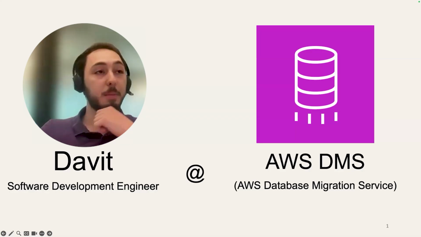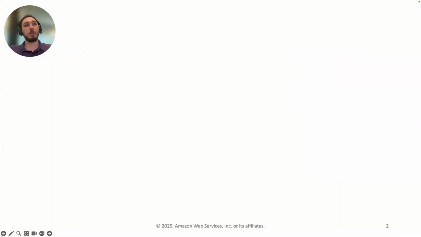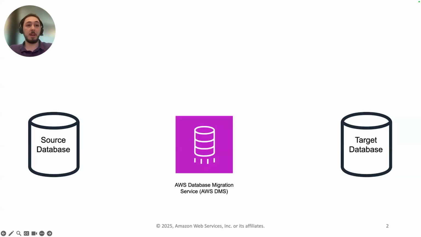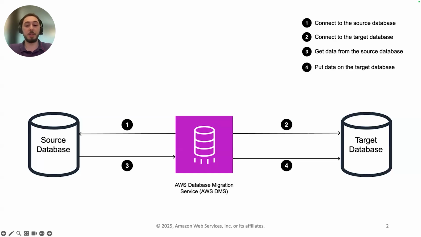So let me get started by introducing a very high-level picture of what DMS does to get some context. Let's take an example of a customer who wants to migrate data between two databases. We call them source and target databases. A very high-level description of what DMS does would be the following. First we connect to the source database, then we connect to the target database, and then we get data from the source database and write it to the target database. So the idea is pretty simple. Well, an even higher level description would have been that we just read from the source database and write to the target database.